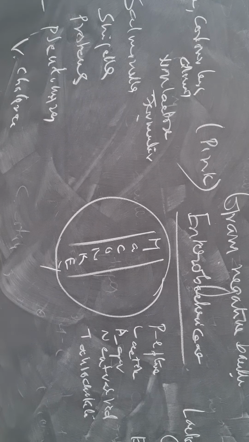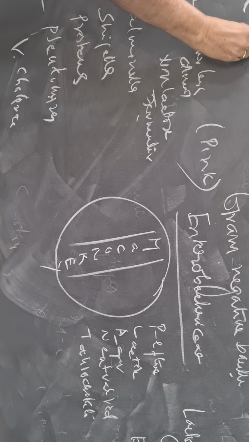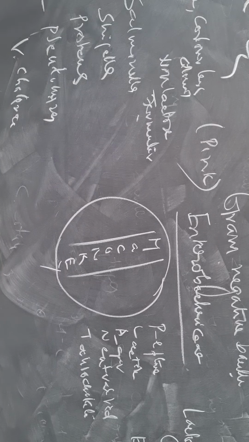So next class we will take the comma-shaped organism. Comma-shaped organism is Vibrio cholerae, and it is motile with the monotrichate flagellum. Comma-shaped organism is cholera bacillus.